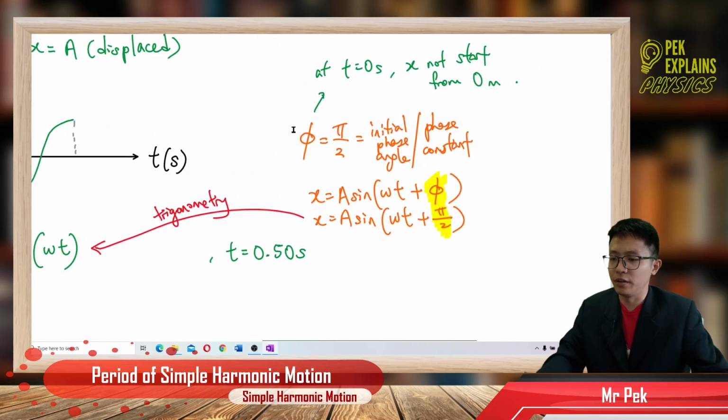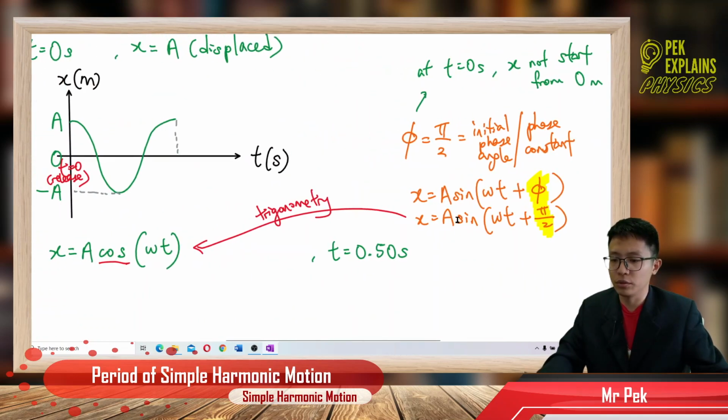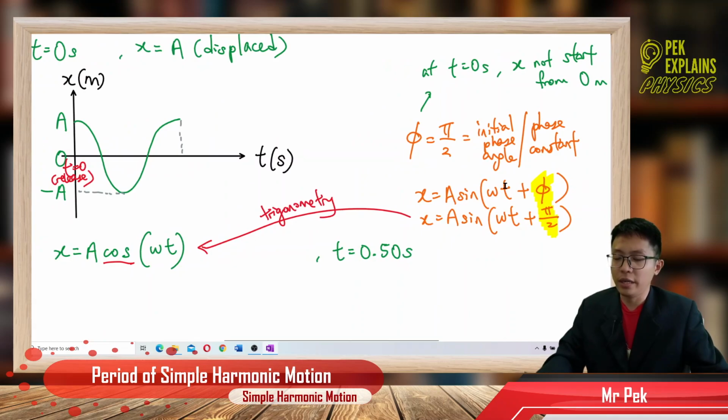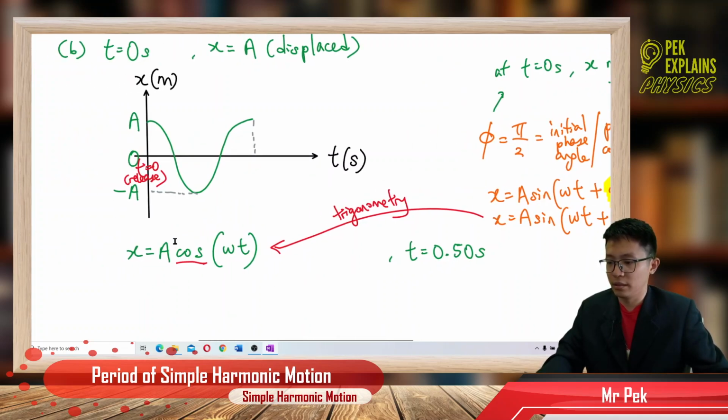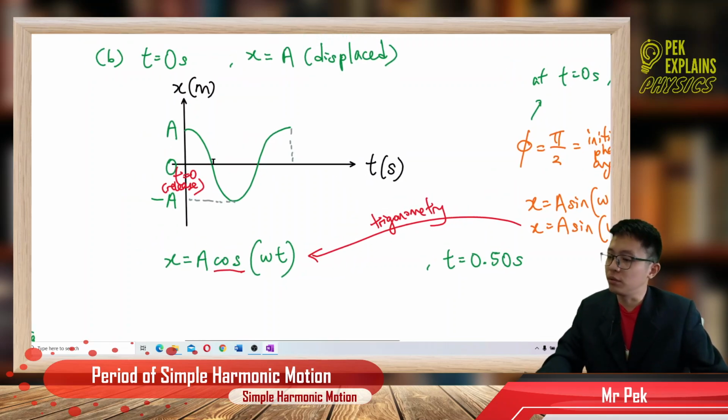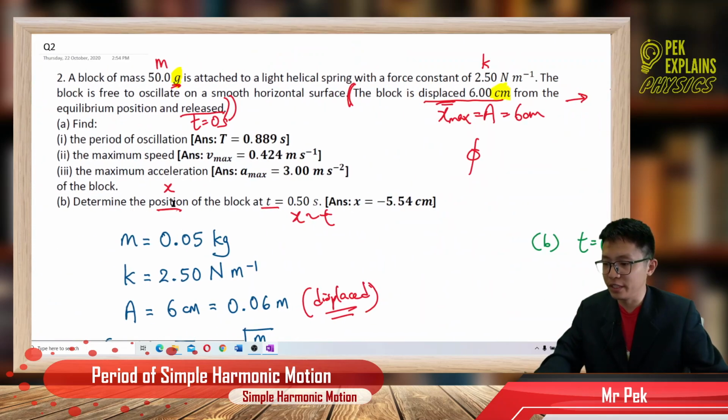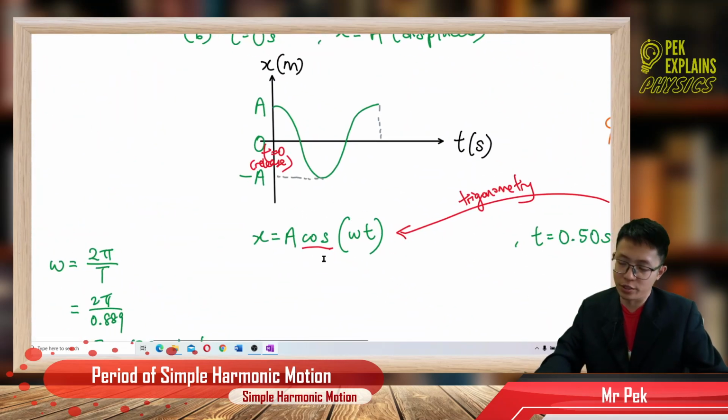So in terms of the initial phase angle, if we still insist want to use a sine equation, we have a phase constant called the pi over 2. If you use trigonometry, sine (a plus b) becomes sine a cos b plus cos a sine b. You will get this equation, cosine equation. Okay. Now, good. So, in other words, our displacement equation is a cosine equation.